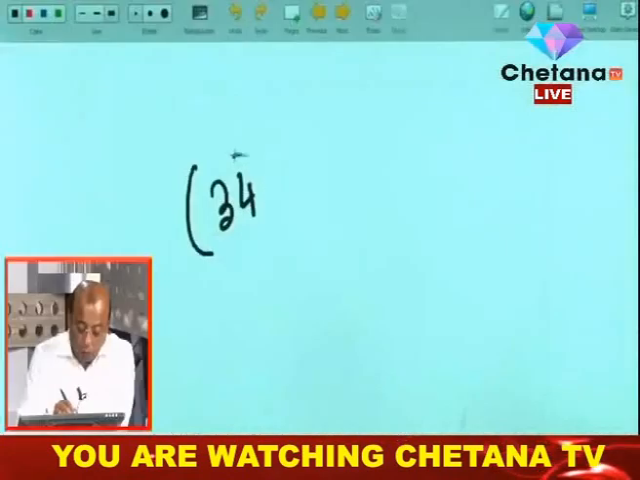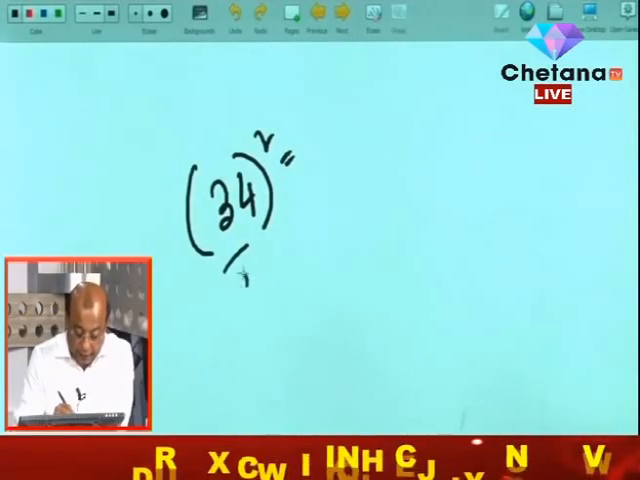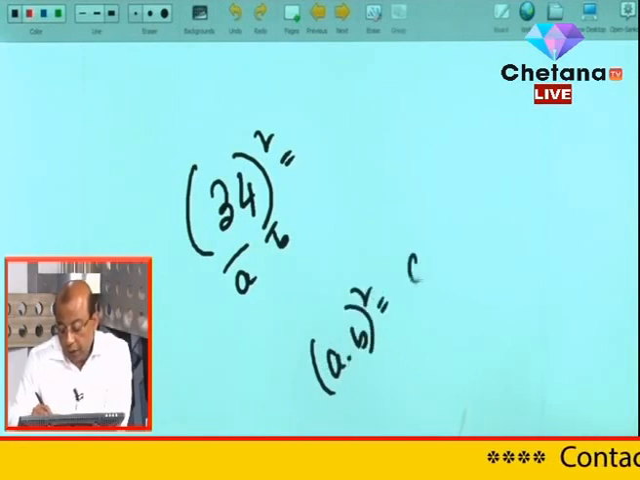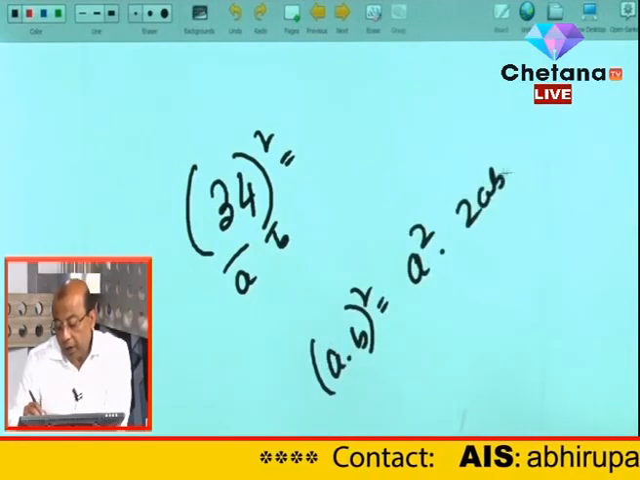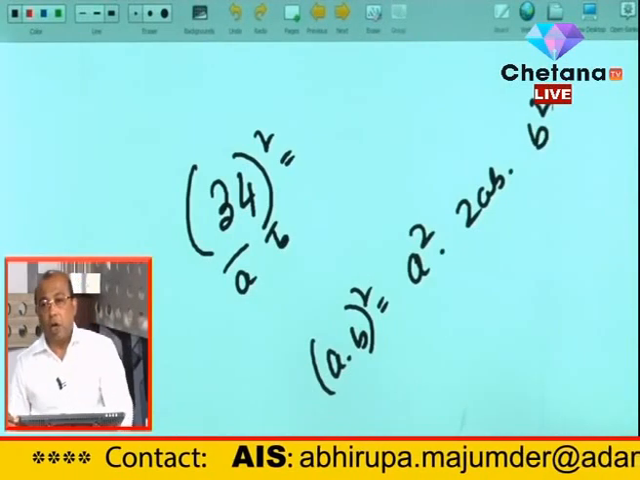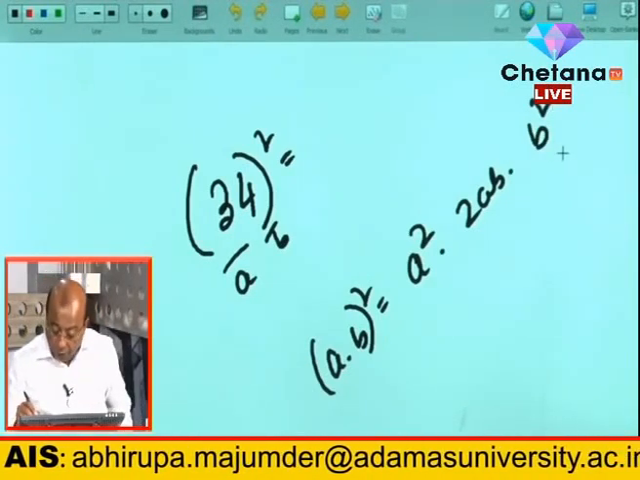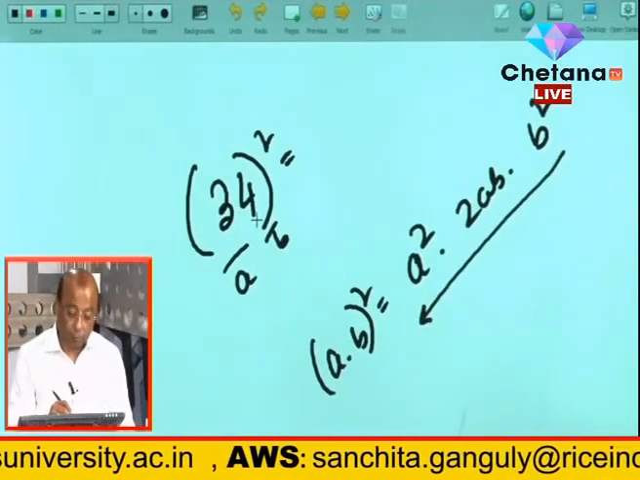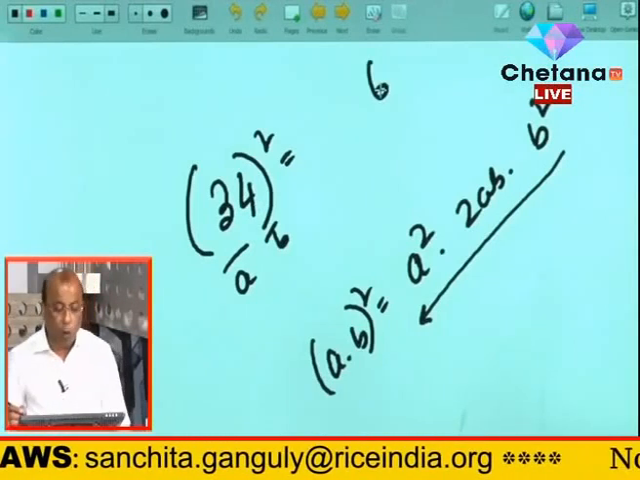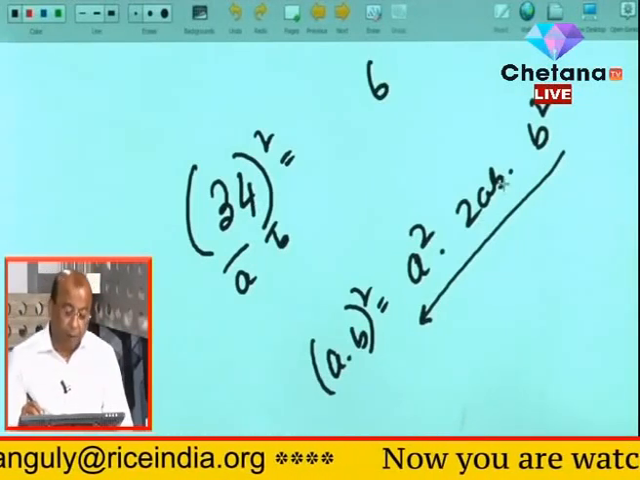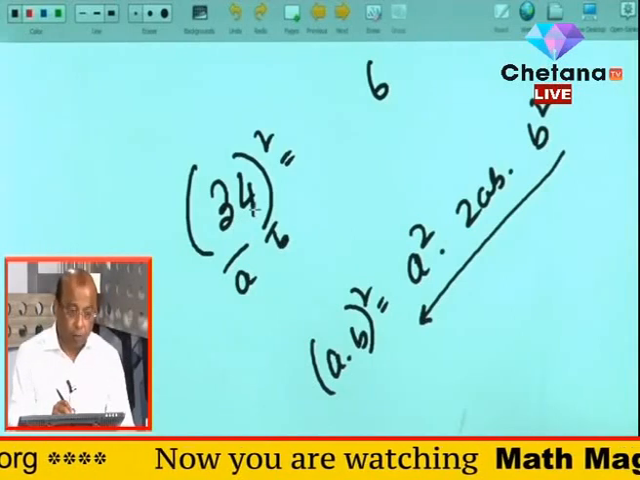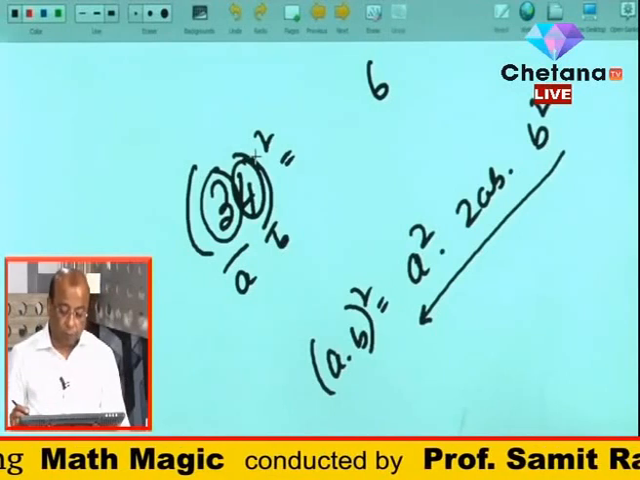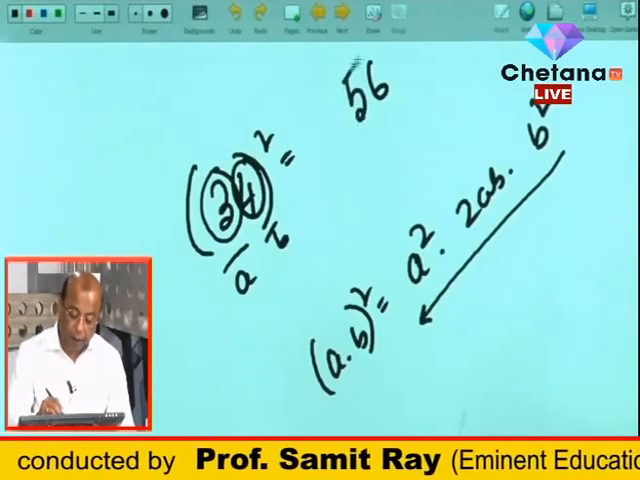34 whole square. This is A, this is B. (A + B) whole square equals A square + 2AB + B square. We will start from the back side of the formula. That is B square, 4 square, that is 16, 1 in hand. 2 into A into B, 3 into 4, 12, double 24, plus 1, 25.